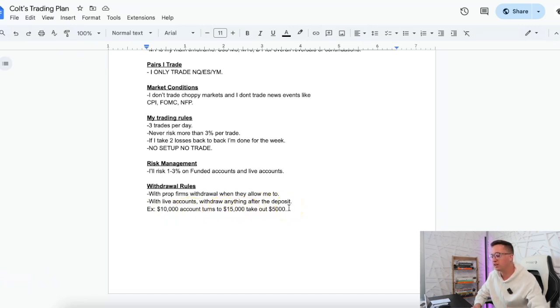So you could have one account that has your initial deposit in it, and anything after that you withdraw. And you can also have more of a long-term account. So you could have an account with $20,000 in it, and of every amount that you make on that, you only take out 20%. So you have 80% of the account that's still growing gradually, but you're still rewarding yourself with 20%. So it's really up to you guys what you want to do with the withdrawal rules and how you want to go about that.